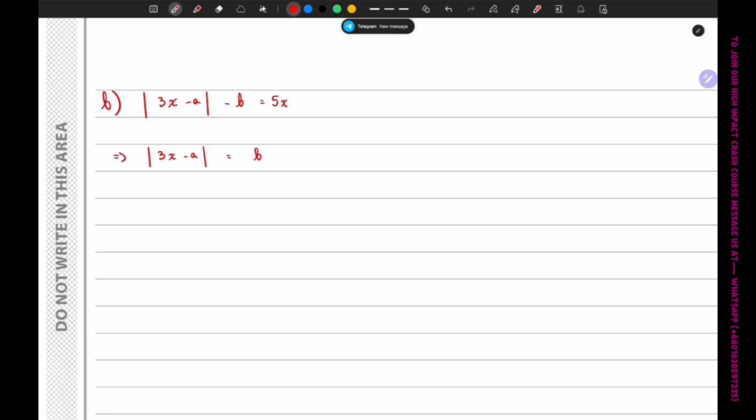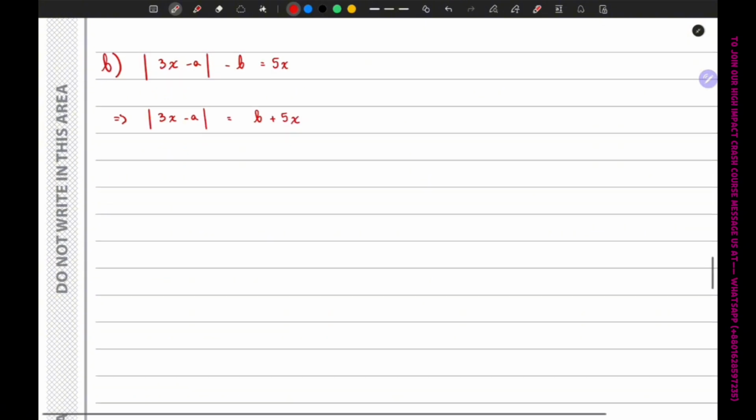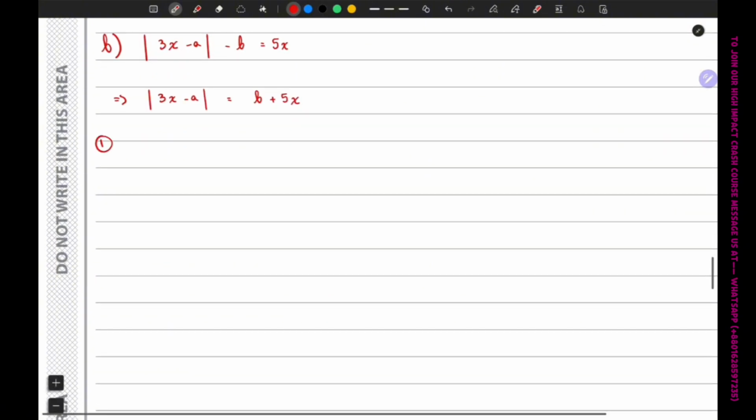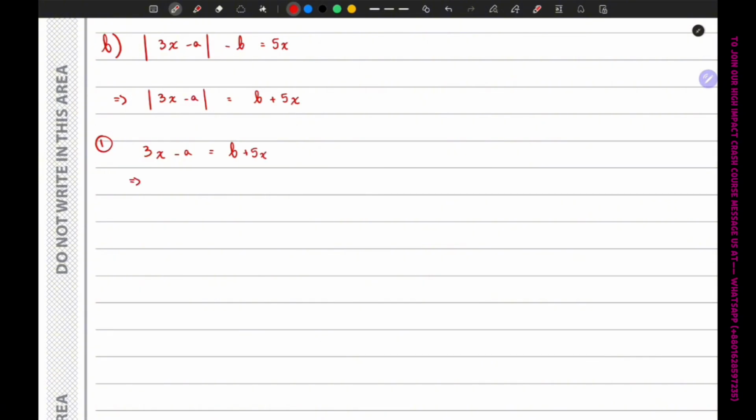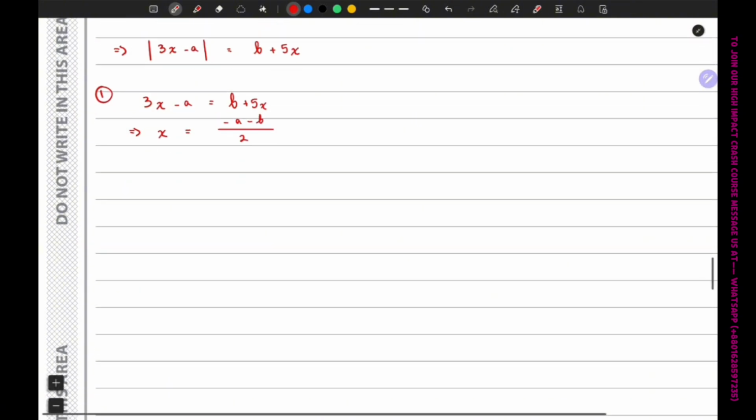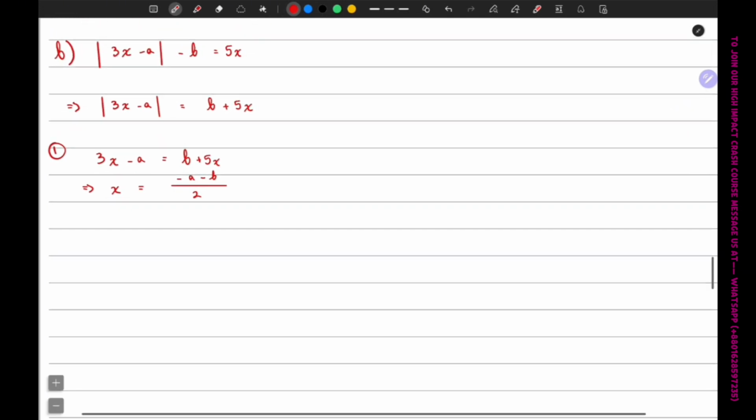So this becomes b plus 5x. Now the first thing you need to do is take this value as positive, I mean, take it as it is. So this will be 3x minus a equals b plus 5x. Now make x the subject. Making x the subject should give us minus a minus b over 2. So this is one solution.